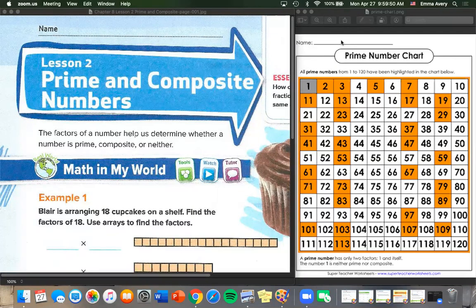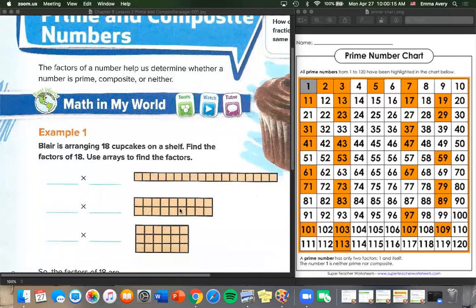Today we are going to start chapter 9 and we're going to do lesson 2, prime and composite numbers. So let's look at the definition. The factors of a number help us to determine whether or not a number is prime, composite, or neither. So you'll see over here on this side, I have my own prime number chart, and you should also have your own prime number chart that I sent.